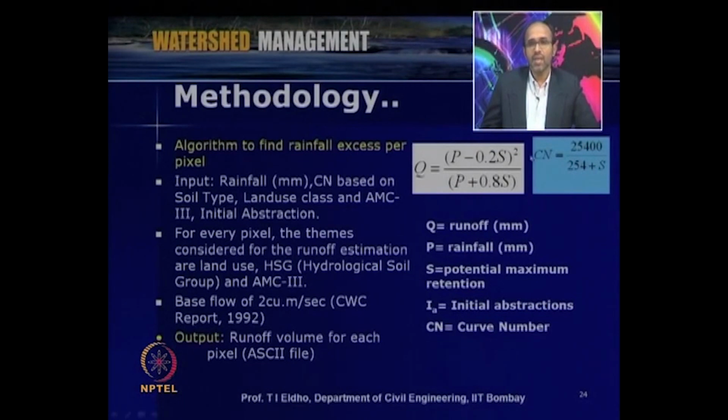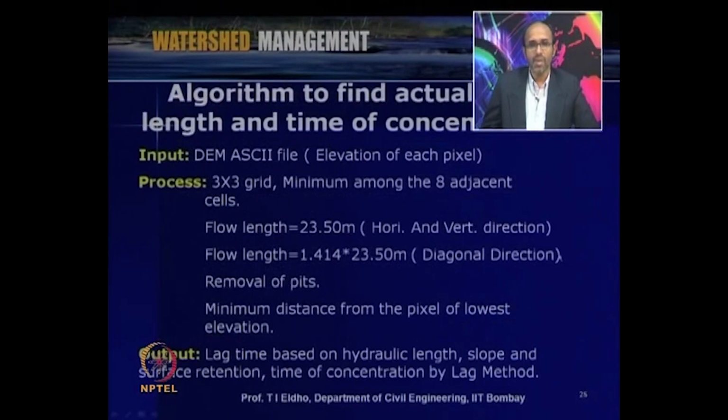As I mentioned, for hydrological modeling we have used the SCS-CN method which we have discussed earlier. The equation is this one, and then the curve number is obtained from this. Here Q is the runoff in millimeters, P is the rainfall, S is the potential maximum retention, IA is the initial abstraction, and CN is the curve number.